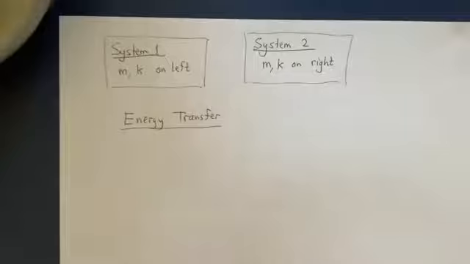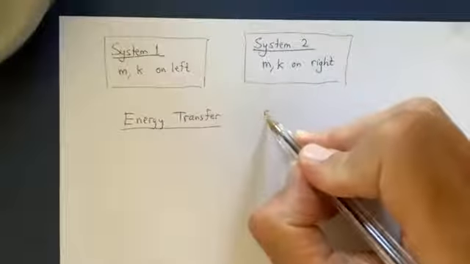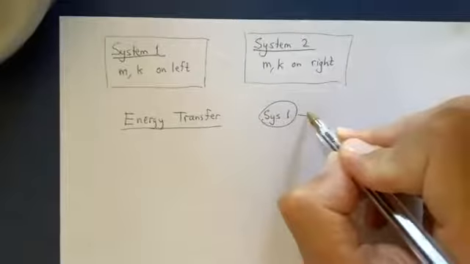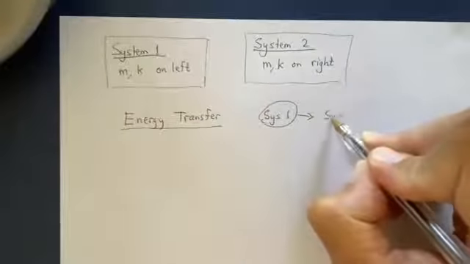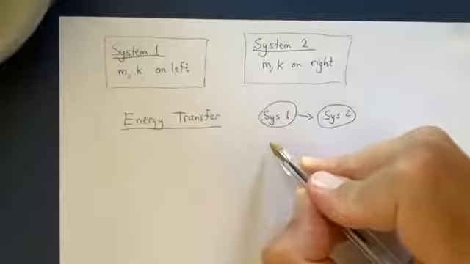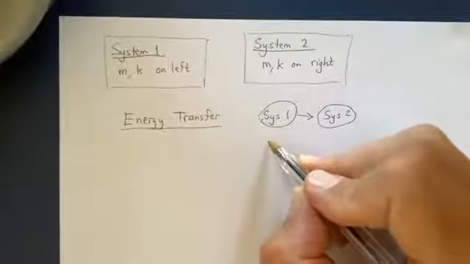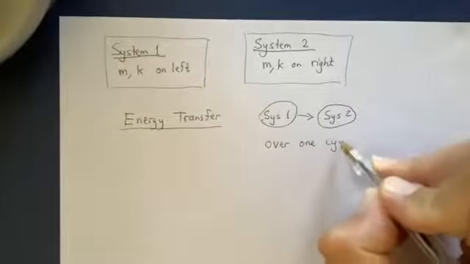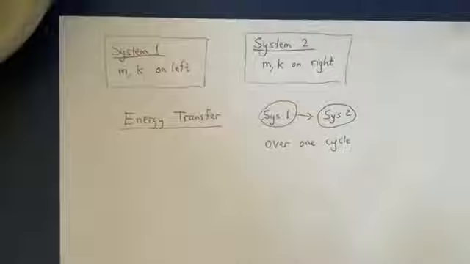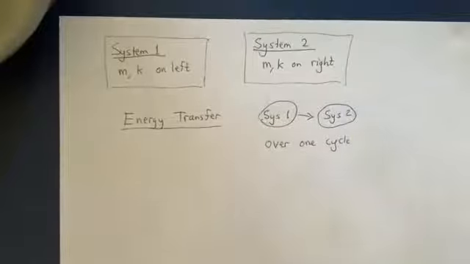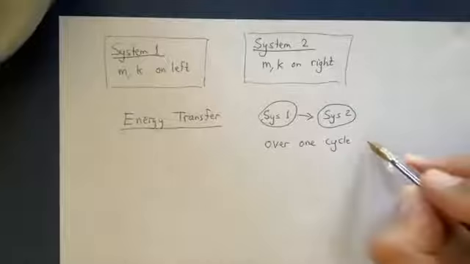So here's a typical calculation. We'll look at the energy transfer. So it's going from system number 1 to system 2, and we have to talk about the time scale here, over one cycle. So energy transfer from system 1 to system 2 over one cycle of the fast motion.